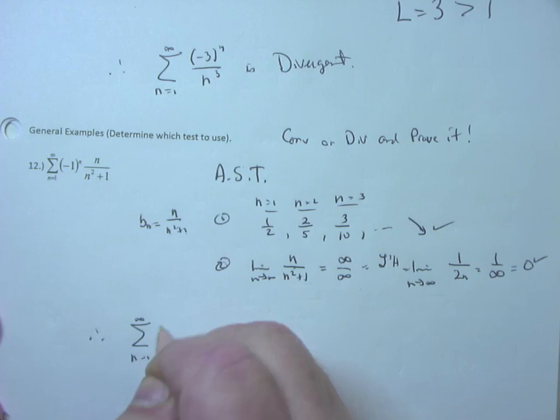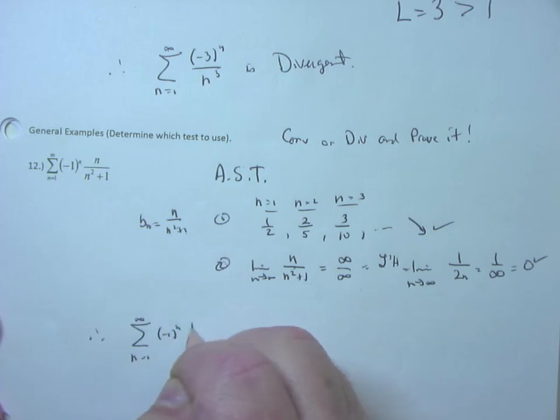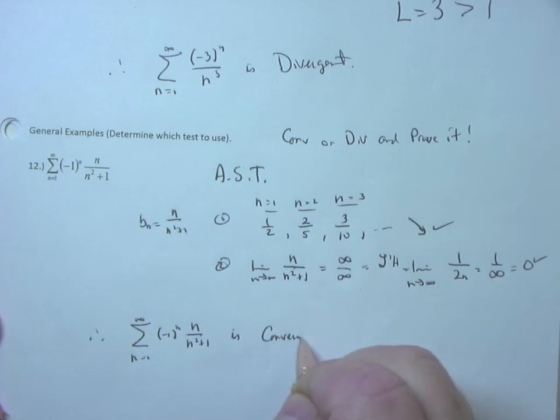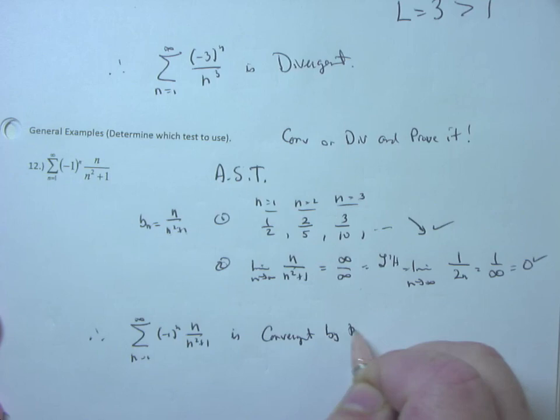The sum as n goes from 1 to infinity of negative 1 to the n times n over n squared plus 1 is what? Convergent by the alternating series test. Does that make sense?